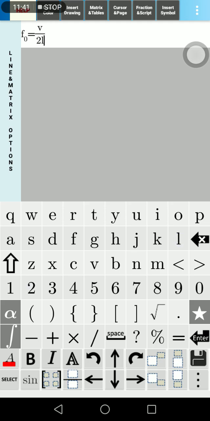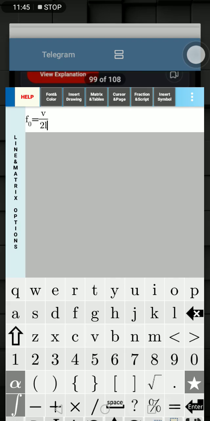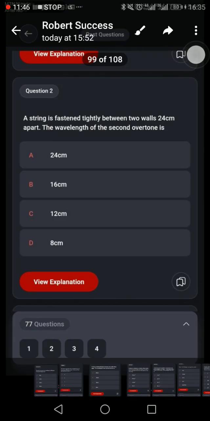Do you understand? So we cannot work with frequency. So the way I solved it, that was the correct way. So 12 is the answer there. So 12, option C. Question 3.